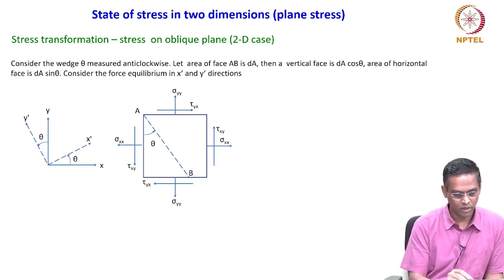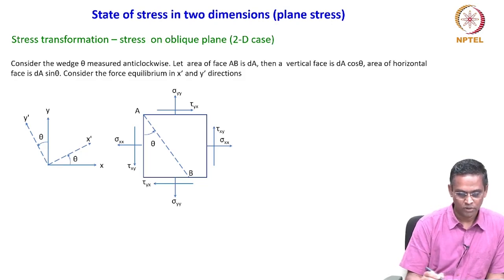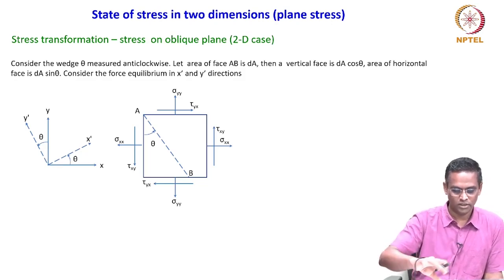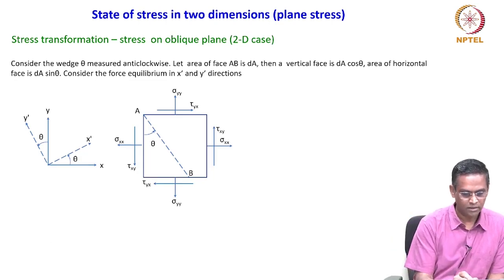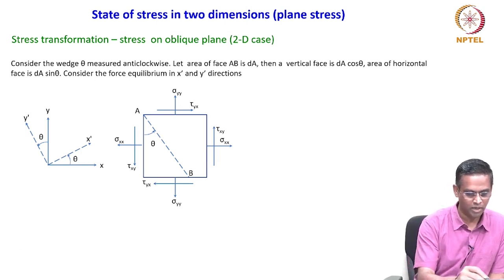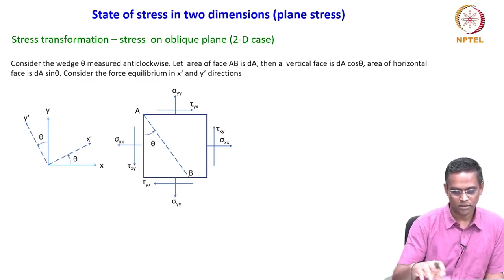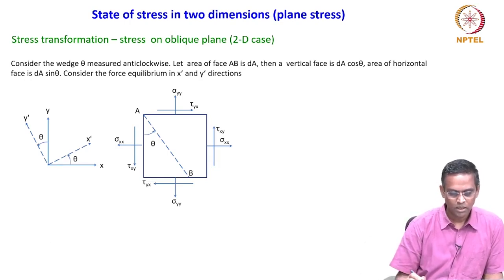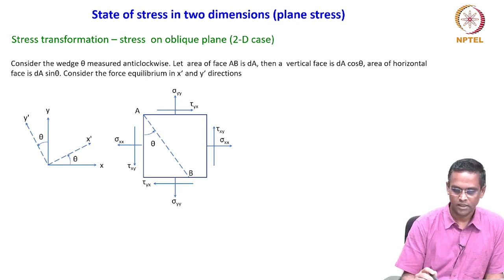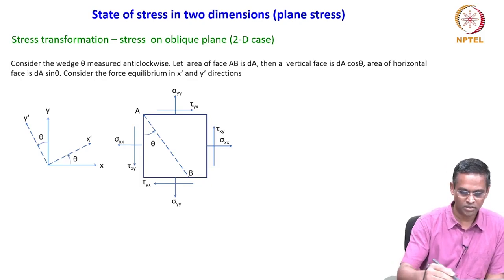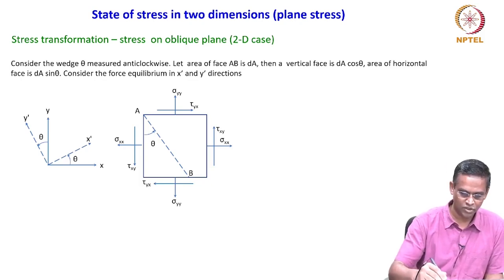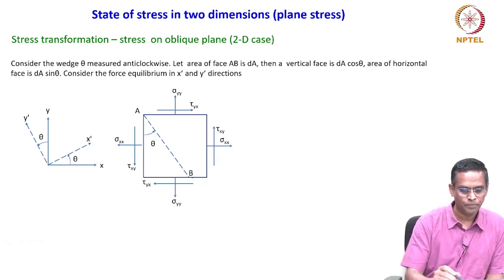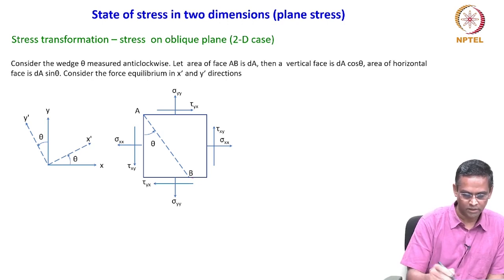This is a reference coordinate system, and suppose you tilt this whole configuration by some other angle. Then that angle can be theta. So, the x will become x prime and y will become y prime. Then what will happen to this geometry? This also will get rotated. So, in order to describe this state of stress, let us consider the wedge. We are going to cut a wedge which is denoted by the dotted line here, with theta measured anti-clockwise, because this is what the rotation is. So, it should be anti-clockwise.